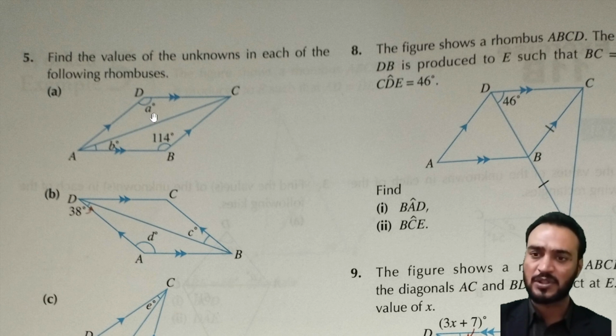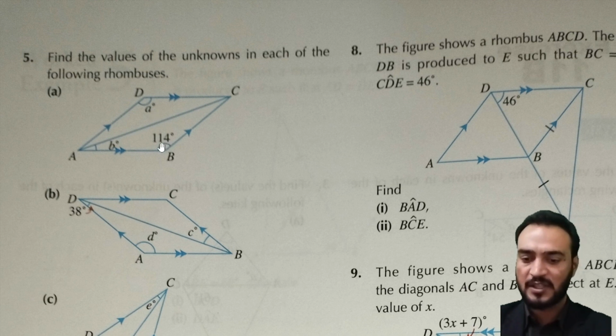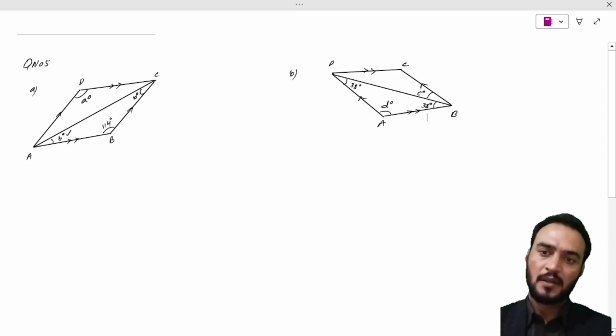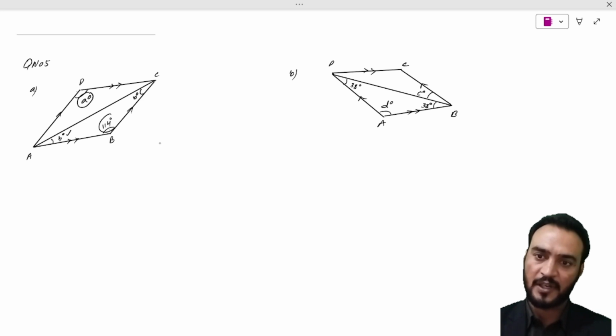But the most important property for this question is also that the opposite angles are equal in magnitude. So a degree will be equal to 114 degrees. So let us solve this question. Here, first of all, a degree is equal to 114 degrees because opposite angles in a rhombus are equal in magnitude. Now you know, in a rhombus all four sides are equal in length. So side AB is equal to side BC.